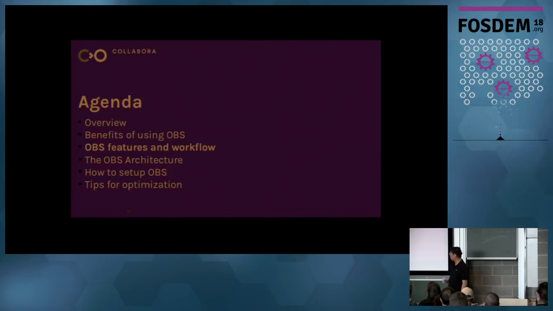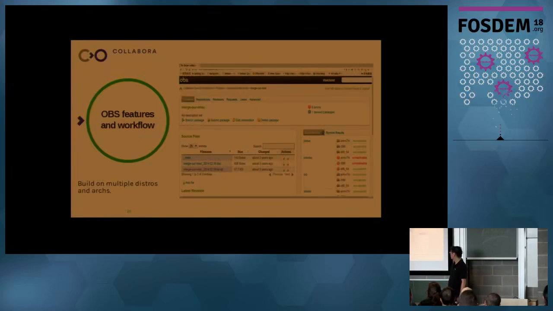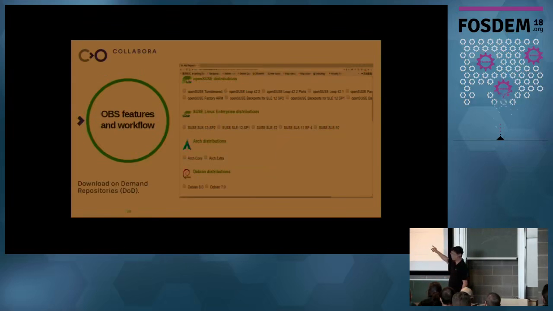Okay, let's look again in more detail at the OBS features and the workflow. In OBS, it's very nice that you save a lot of time because it builds on multiple distributions and different architectures. If you want to build for different architectures and different distributions, you don't have to mirror the whole repository from remote. It has built-in download on demand. You can just choose the target distribution and target architectures, and it will handle those things automatically for you.